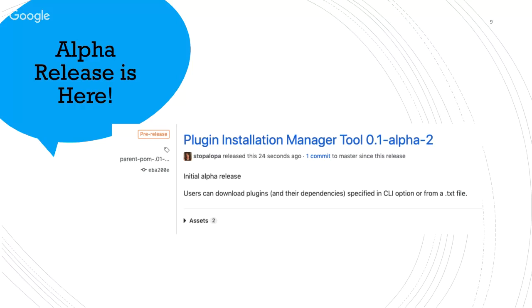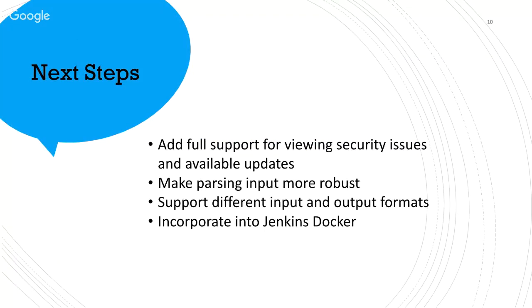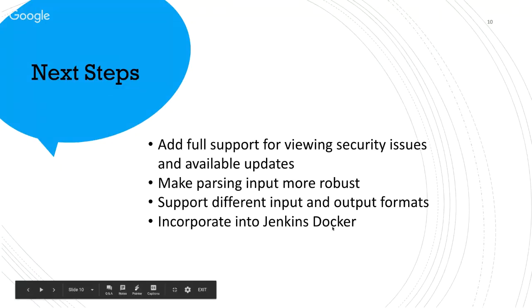And then just in terms of next steps, so far it's very much a work in progress. So there's a lot of work to be done yet. So we want to make parsing more robust. We want to add full support for actually viewing all the security issues and available updates. We want to support different input formats and incorporate into Jenkins Docker.